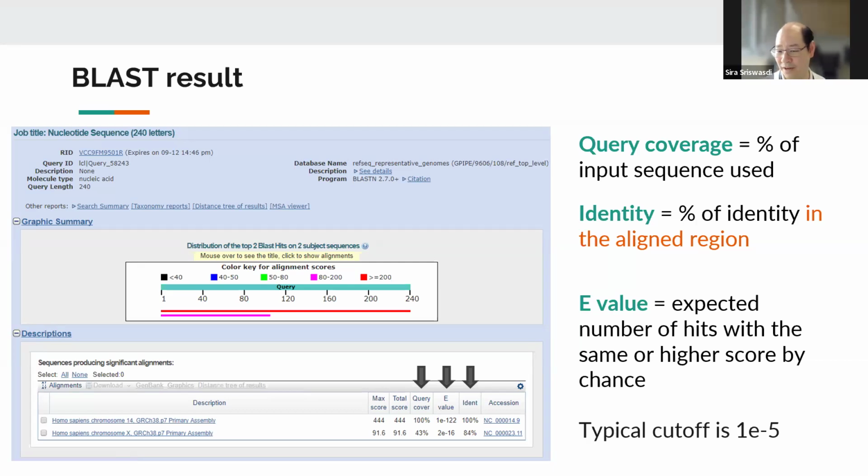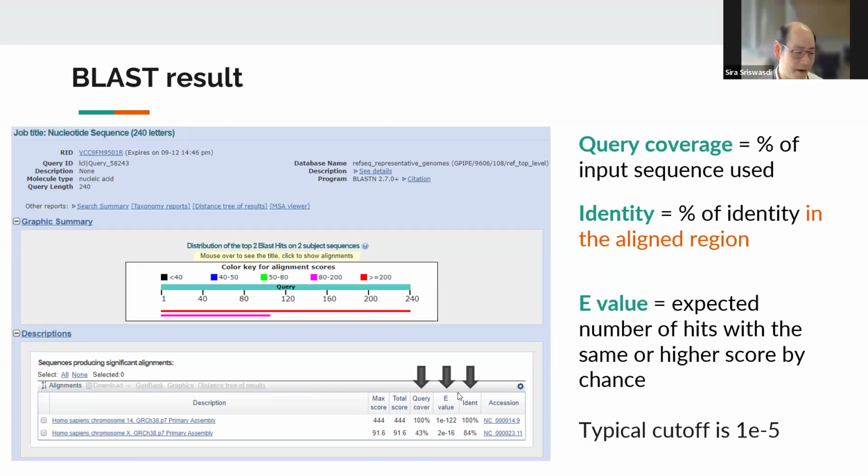So this is similar to p-value. Once we have, let's say, 43% coverage and 84% identity, this is just describing the result. But in terms of statistics, we want to know if this is significant or not. So E-value stands in for the statistics of a sequence alignment result. Usually people cut off at 1 times 10 to the minus 5, so it's 0.00001. So it's very low.